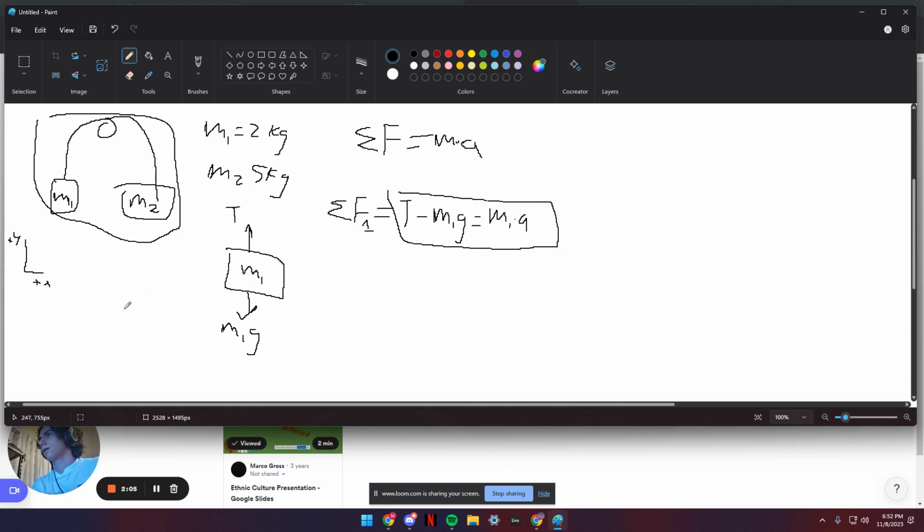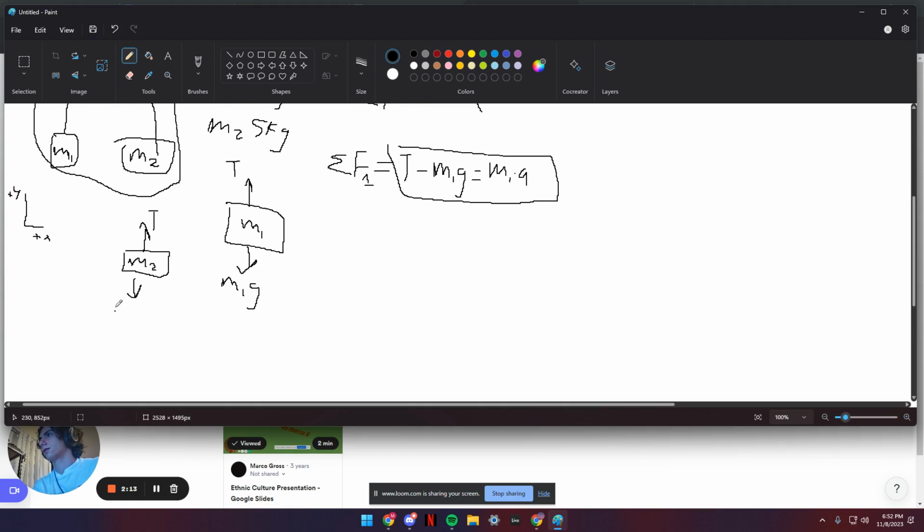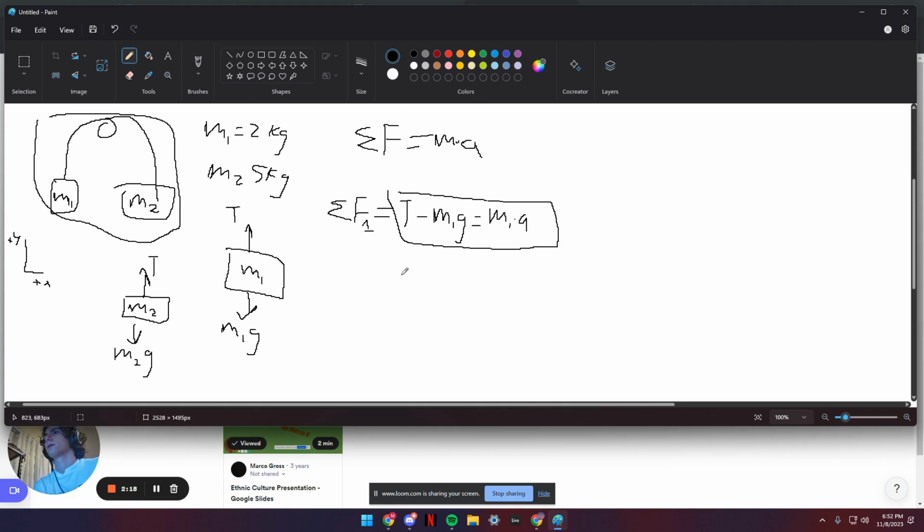And this is equal to mass 1 times acceleration. Now let's do the same thing for mass 2. Again, there's tension going straight up in the y direction, and there's its mass times its gravity pushing down. So the sum of forces for mass 2 is tension up minus the force of gravity down. And this is equal to mass 2 times acceleration.